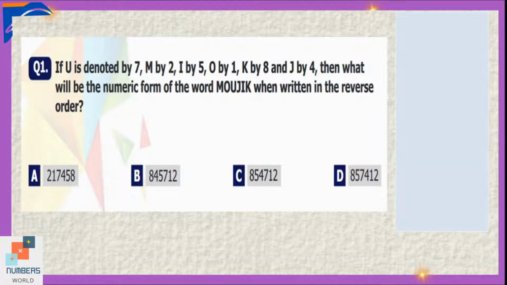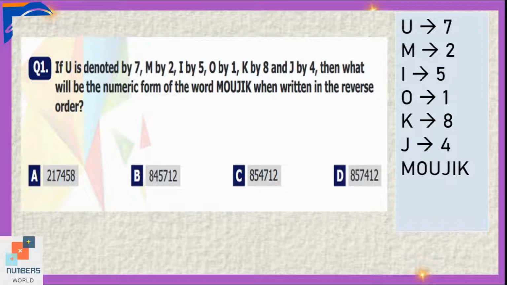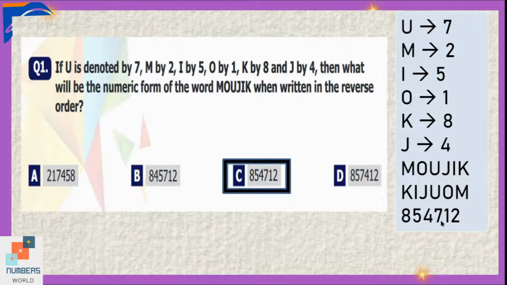Question number 1. If U is denoted by 7, M by 2, I by 5, O by 1, K by 8, and J by 4, then what will be the numeric form of the word logic when written in the reverse order? So if we write it in the reverse order, it's KIJUOM. So the value of K is 8, I 5, J 4, U 7, O 1, and M 2. So this is the numeric form of the number when it is written in the reverse order. So option C is the answer.